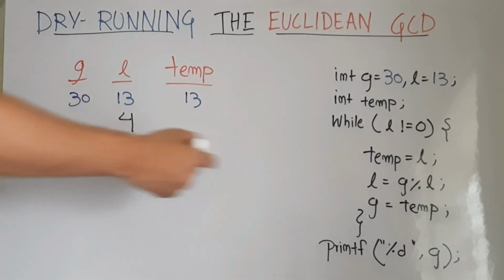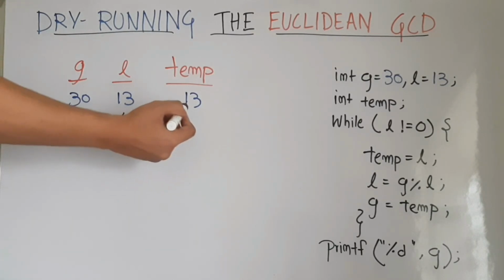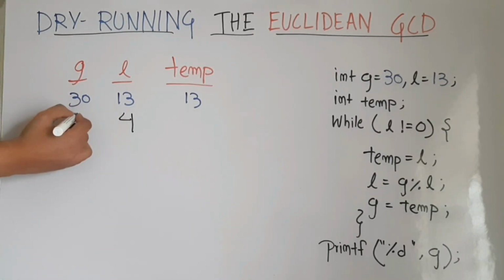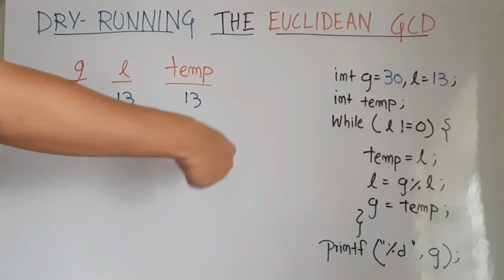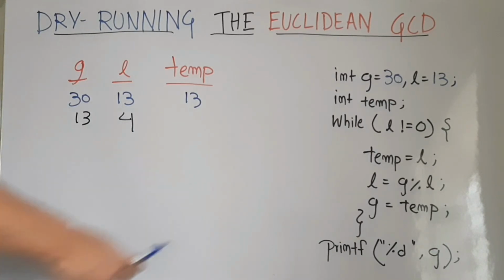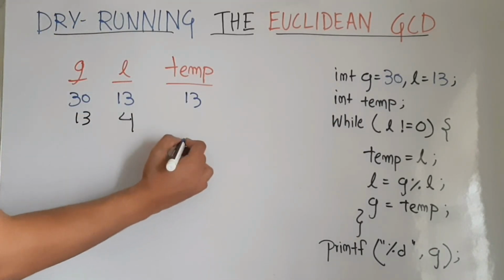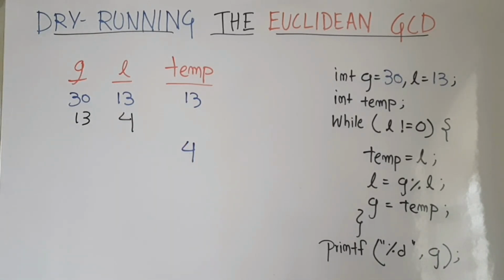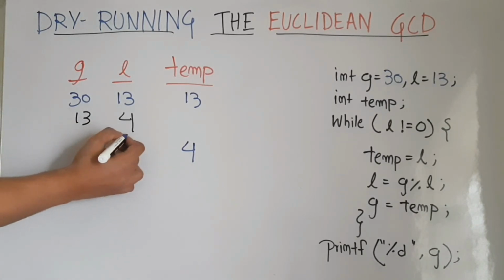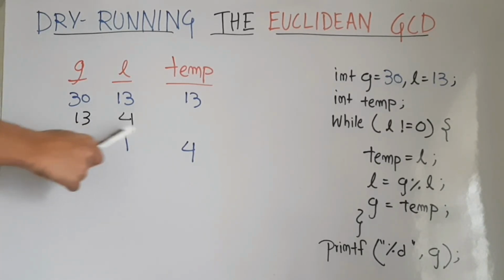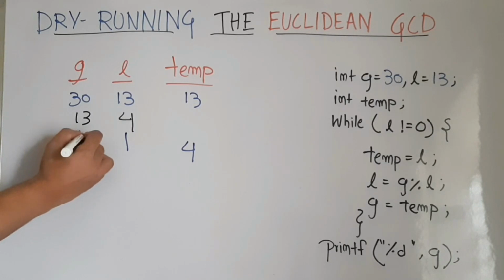After that, G is equal to temp. The value of temp is 13, so G will be 13 now. As we re-enter the loop, the value of L is 4, which is not equal to 0. So now temp equal to L, which is 4. Moving on, L is equal to G modulo L. Remainder after 13 is divided by 4, which is 1. And finally, G is equal to temp. Therefore, G is equal to 4.